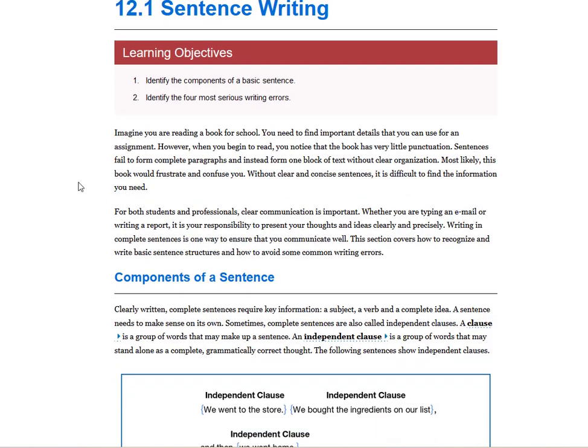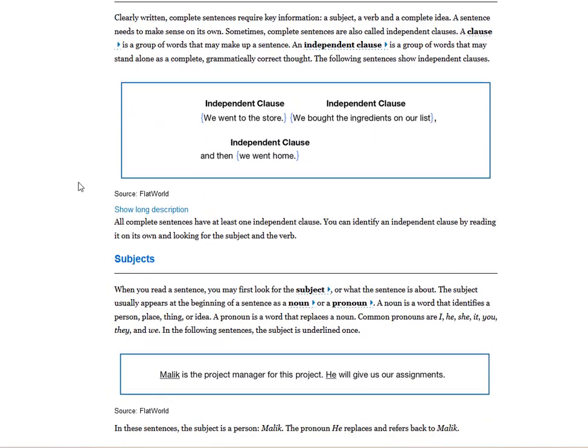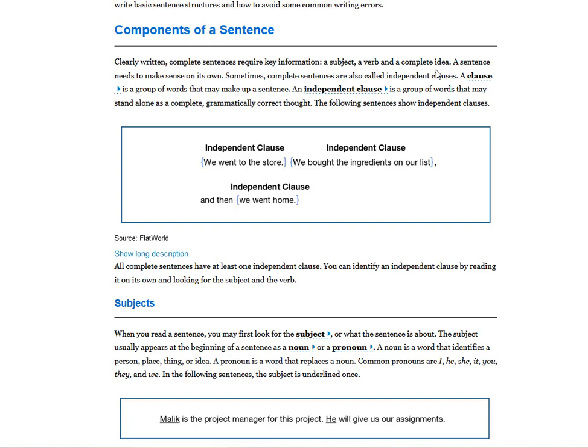So what are the components of a clearly written sentence? A clause is a group of words that may make up a sentence. An independent clause is a group of words that may stand alone as a complete grammatically correct thought. The following sentences show independent clauses.